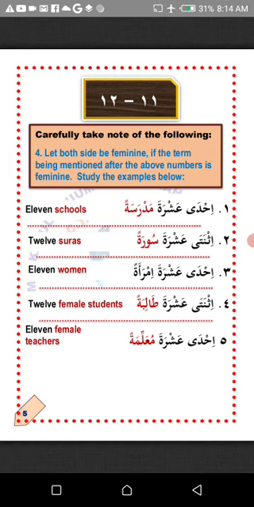Ihda ashrata imra'ah, 11 women. Arba'a, number 4. Ithnata ashrata talibah, 12 female students. Khamsa, number 5. Ihda ashrata mu'allima, 11 female teachers. La'alaka fahimt. I hope you understand. MashaAllah.